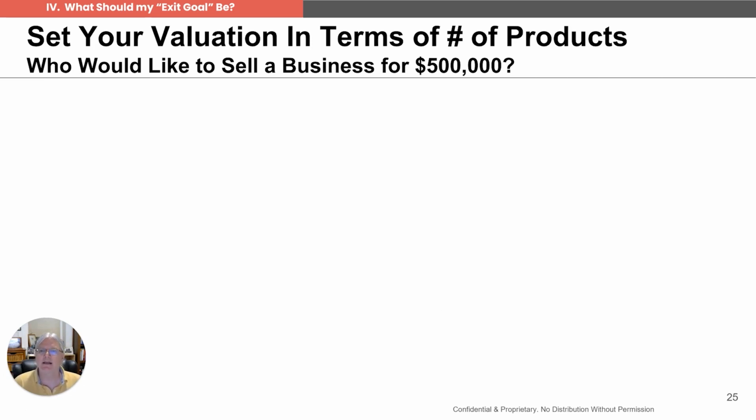And I like to do it this way because it helps you really break down a big goal into a series of smaller goals. For example, who here would like to sell a business for $500,000? Well, hopefully if you're listening to this video, you absolutely would. $500,000 is a heck of a lot of money in any household. And that sounds like, wow, that might be a really unattainable goal. But if we break it down in terms of number of successful products, let's take a look at that.